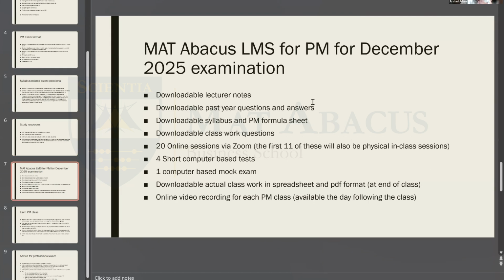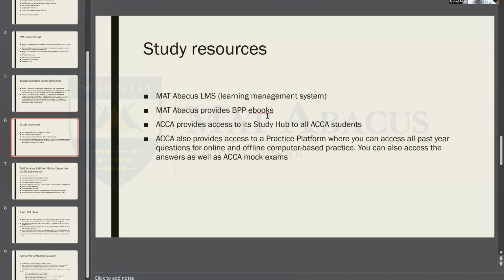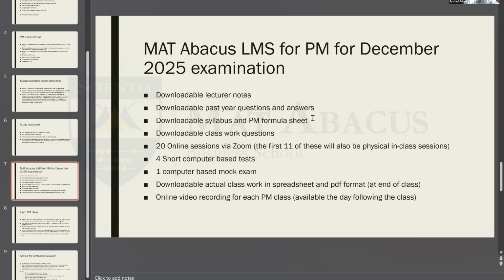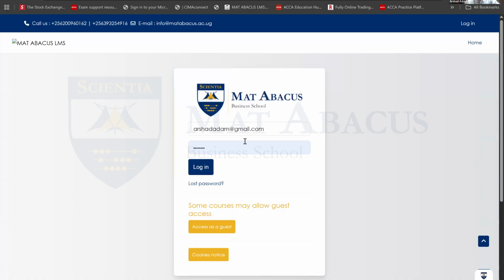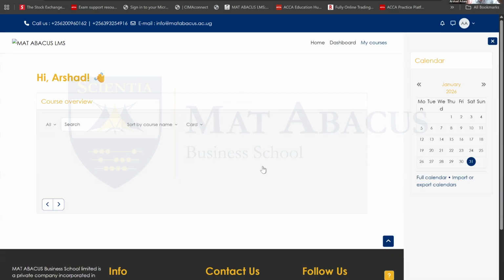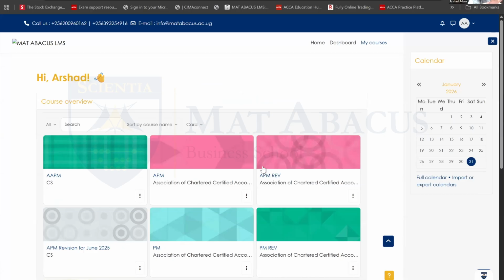So, okay, what do I give you? What does the school give you? Like I said, we give you the ebook and our learning management system. The way I record everything is in the learning management system, so I'll show it to you. Once you register with the school, they'll give you a way to log in. You use your email, you create a password, and then you log in, like I'm doing now. And you will see the courses for which you are registered.